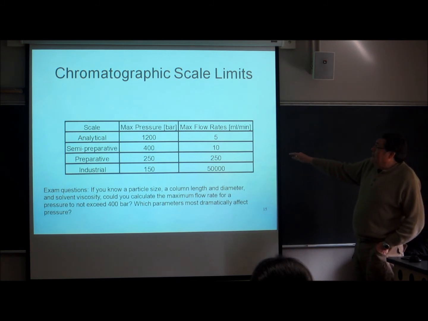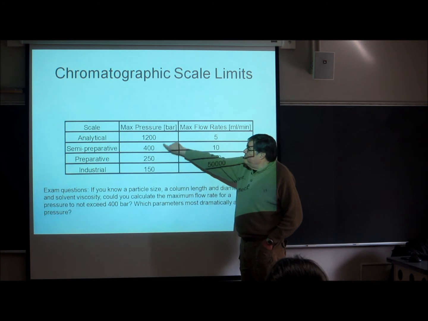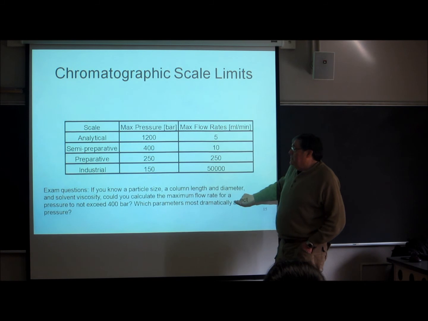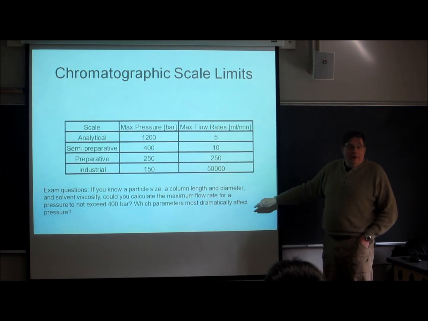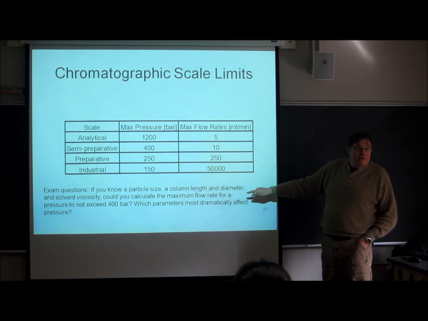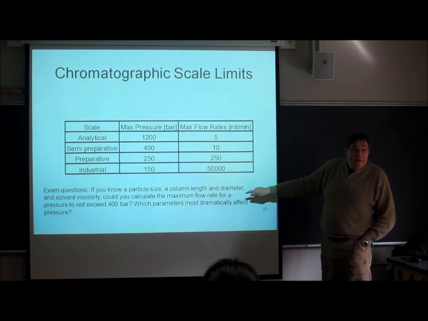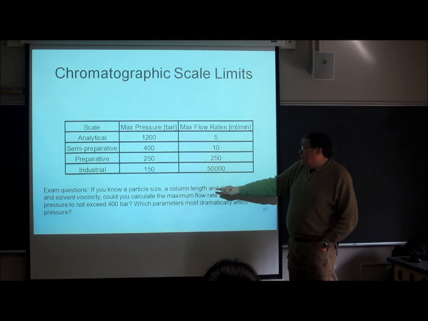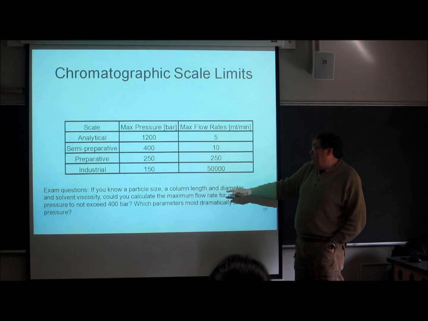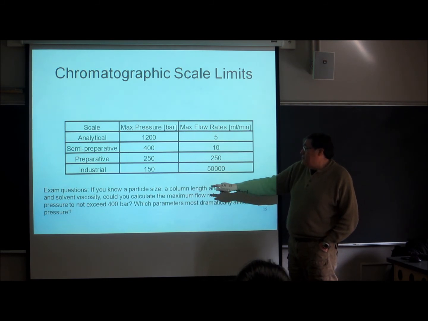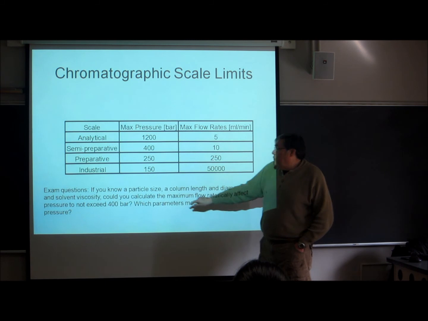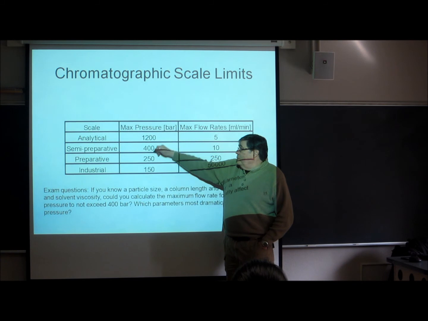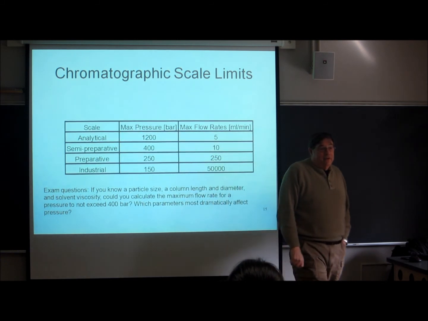So here, scale limits. These are maximum pressures. Again, don't copy this down and you'll find it. And maximum flow rates. And here, if I were to write an exam, I'd want to put on a question like this, because this emphasizes what you saw last time we were together with the Kozeny-Carman equation. If you know particle size, column length, and diameter, and solvent viscosity, could you calculate the maximum flow rate for a pressure not to exceed 400 bar? This 400 bar pressure for this kind of work is an important one. You try to plan not to exceed that.